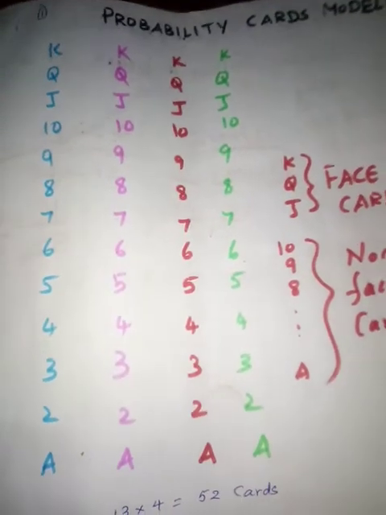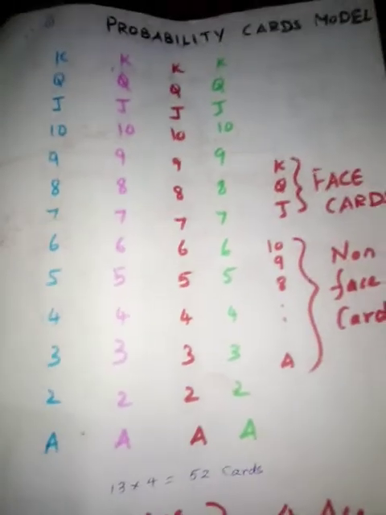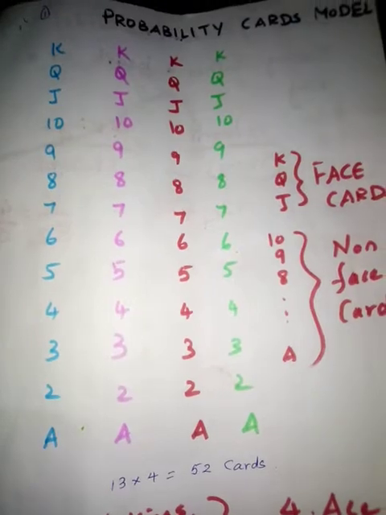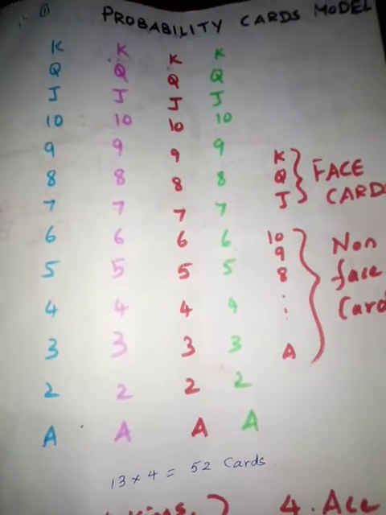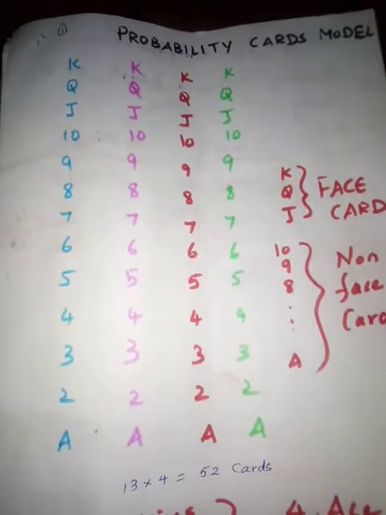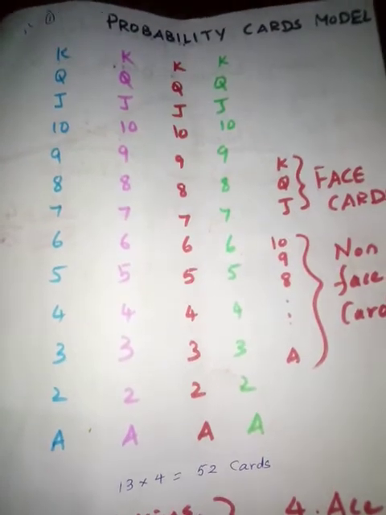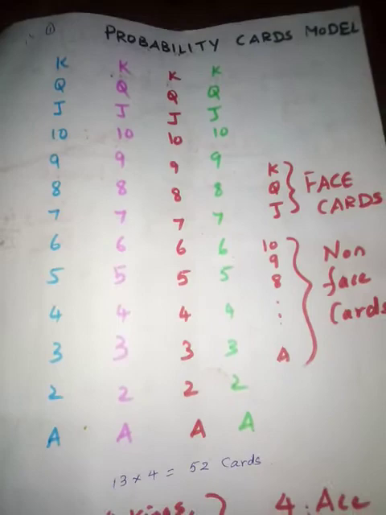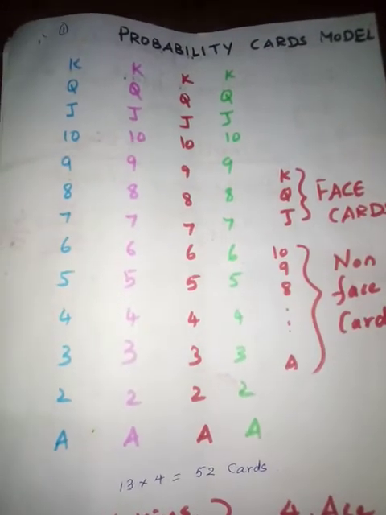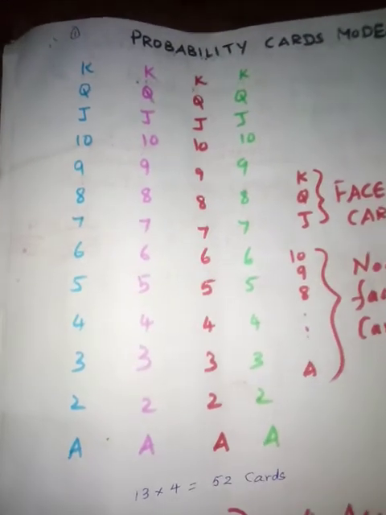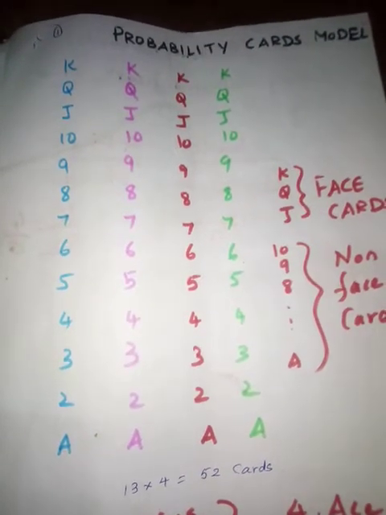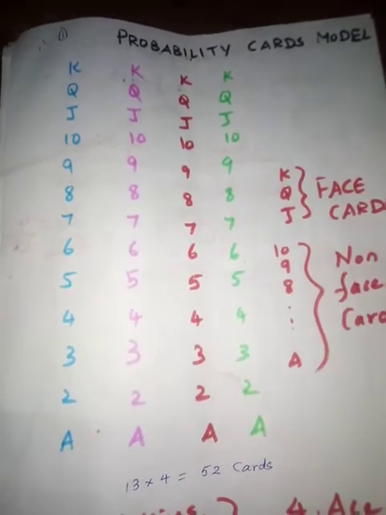Now coming to the actual probability of cards model, we have 26 cards of the same color, that is black color, and 26 cards of red color. There are 2 different colors in cards: one is the set of 26 black and the other 26 red. As I'm repeating again, king, queen and jack are called face cards, the remaining are called non-face cards. These face cards are also called honored cards.